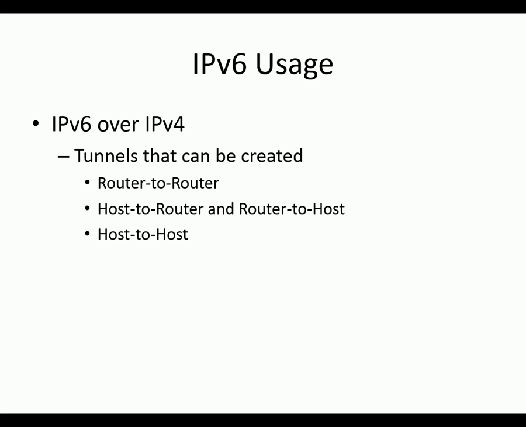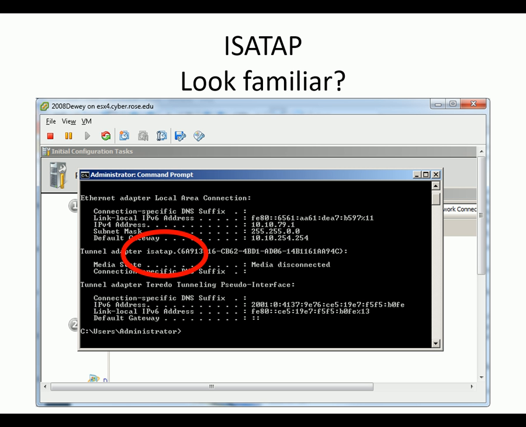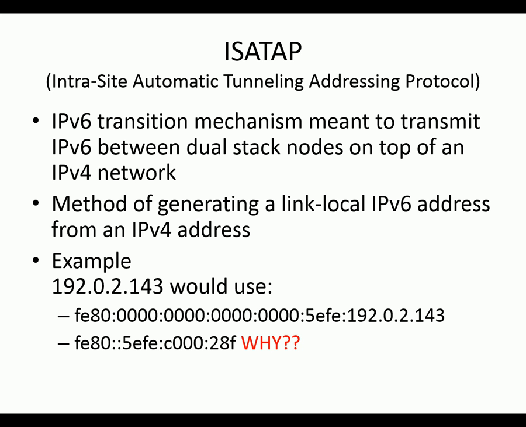Okay. Usages. We can tunnel over it. You can do router to router, host to router, host to host. You can get, like I said, an IPv6 address for yourself. It's like Hurricane Electric or something like that. You can register and get one. There's ISATAP. That's what it looks like. Okay. It's an Intra-Site Automatic Tunnel Addressing Protocol. Whew. It's kind of like that automatic IP addressing we talked about earlier. Okay. It's a way of transmitting between the two, or getting between the two.